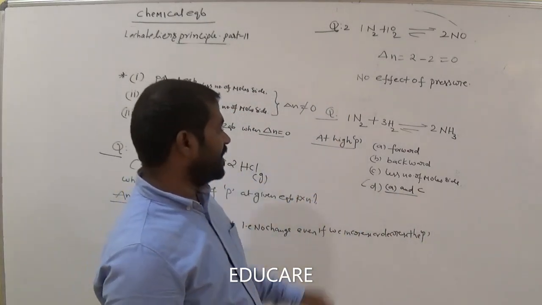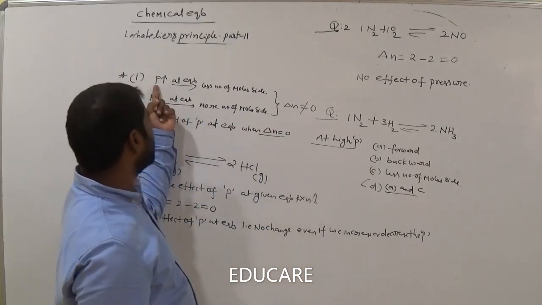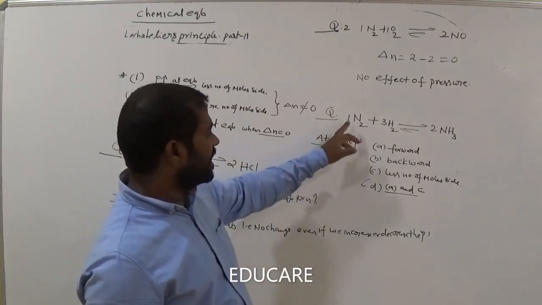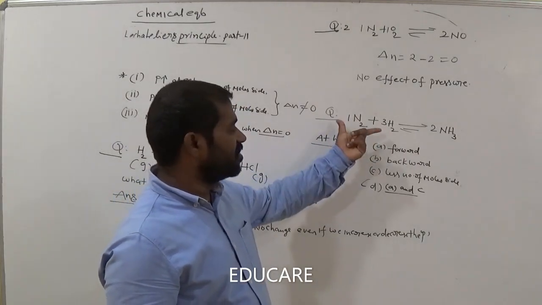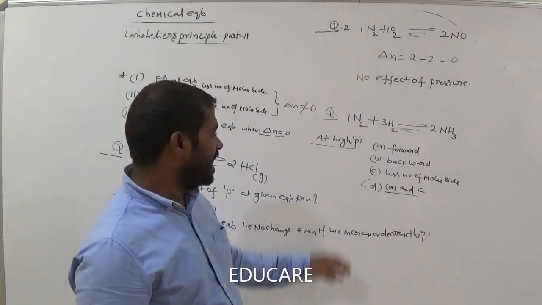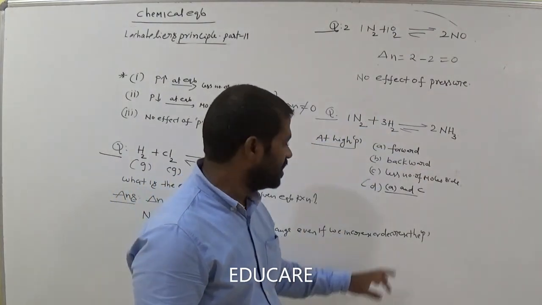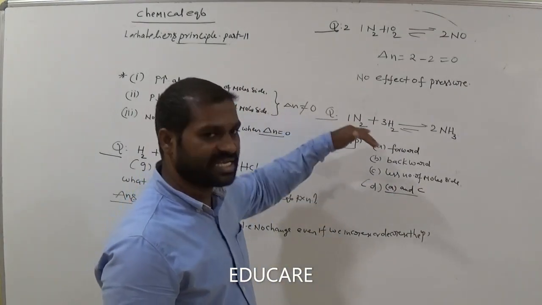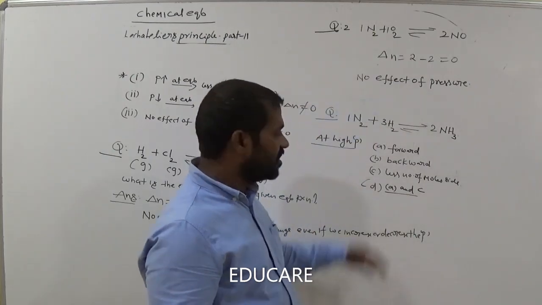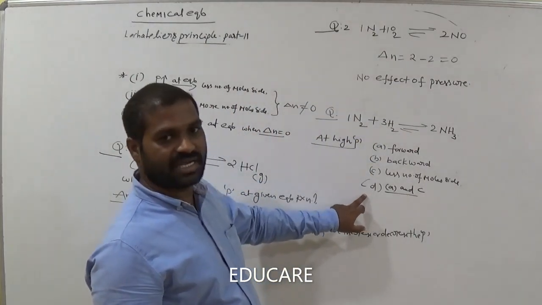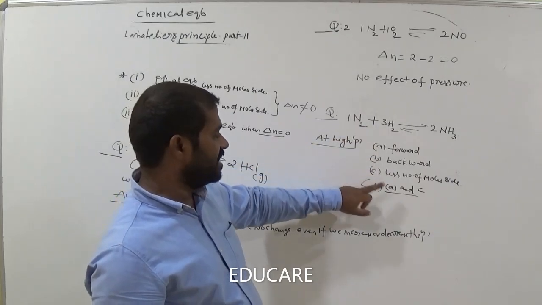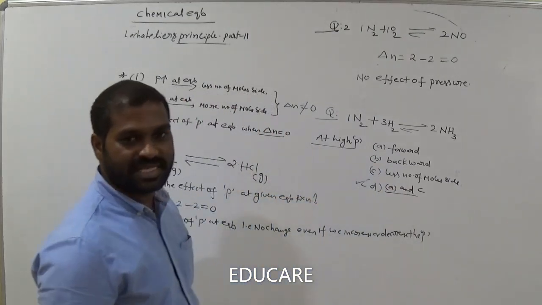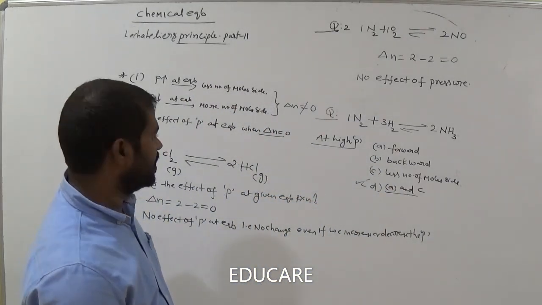At high pressure what happened? According to Le Chatelier's principle, at high pressure the equilibrium shifts towards the less number of moles side. Here we have 1 plus 3, that means 4 moles. Here 2 moles only, fewer moles. So at high pressure the equilibrium position shifts towards the less number of moles side. C is correct. And one more thing, what is the direction? Less number of moles side means it is the forward direction. So in this case option D is correct, because it is A and C. Both are correct. Is it clear, ma? So option D is correct. Okay, so this is the effect of pressure at chemical equilibrium.